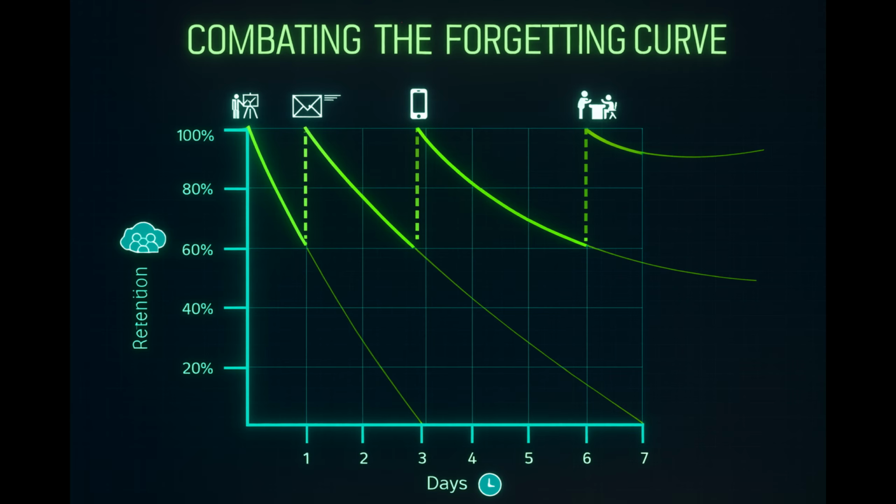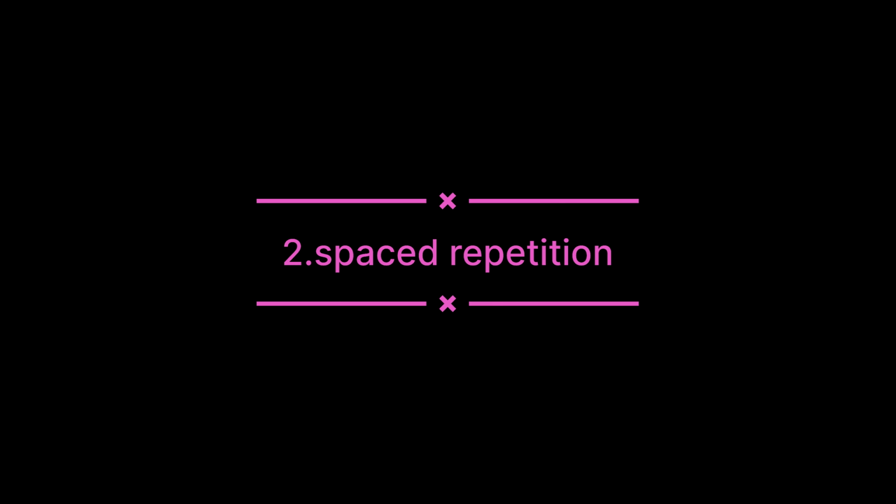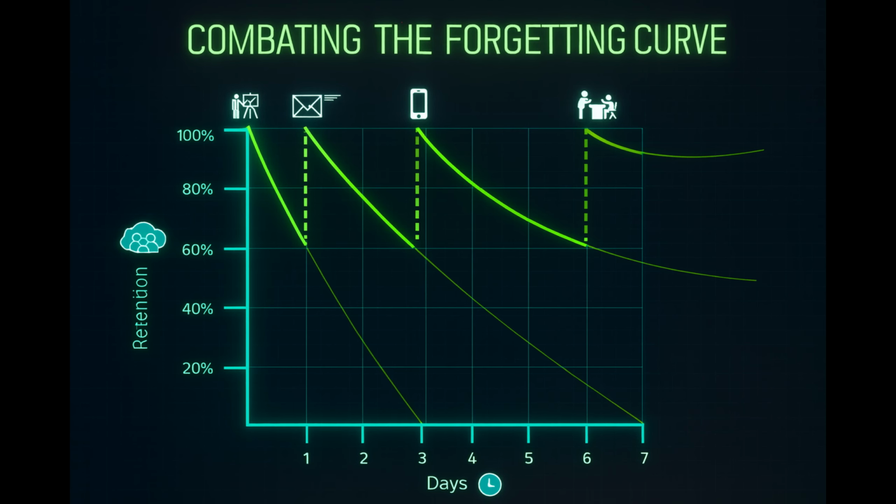That brings us to the second method of revision, spaced repetition. Spaced repetition is a learning method that makes you review information at increasing intervals, right before you are about to forget it. Instead of studying the same thing over and over in one sitting, you study, take a break, and come back to it later. Each review happens a bit further apart.